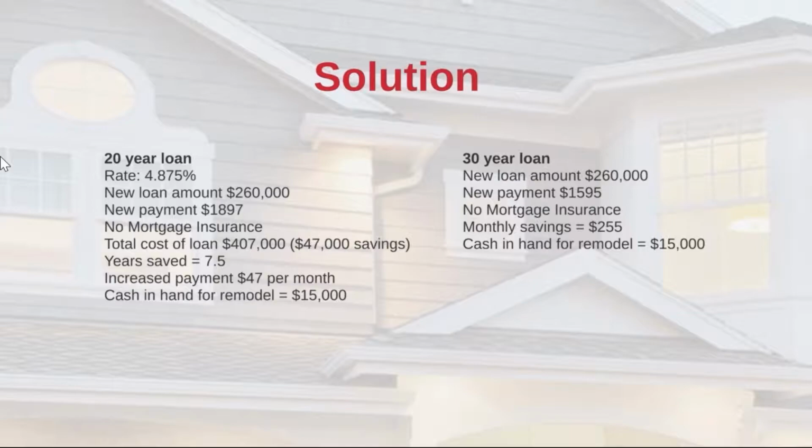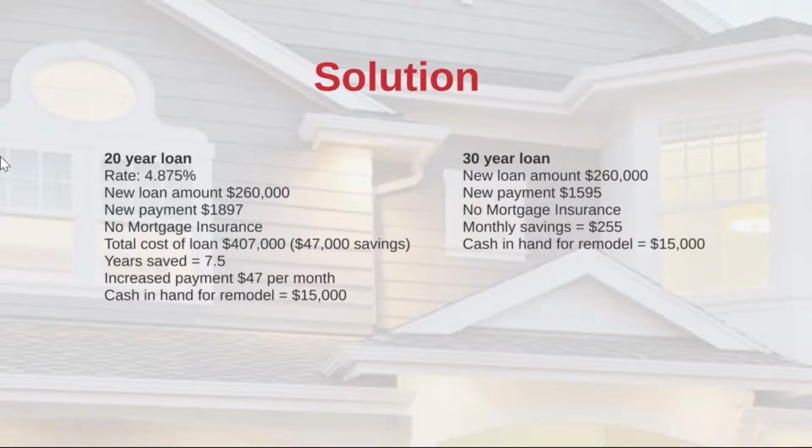On the 20-year loan, their payment was only going to go up by $47 a month. So you can see they went from having 330 months left to only having 240 months left. So they were able to skip 90 months and get the $15,000 and only pay $47 more a month.